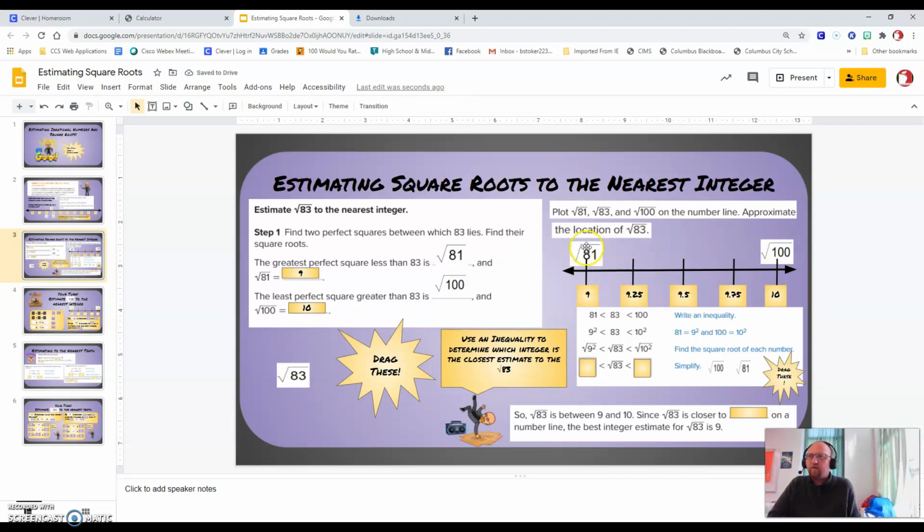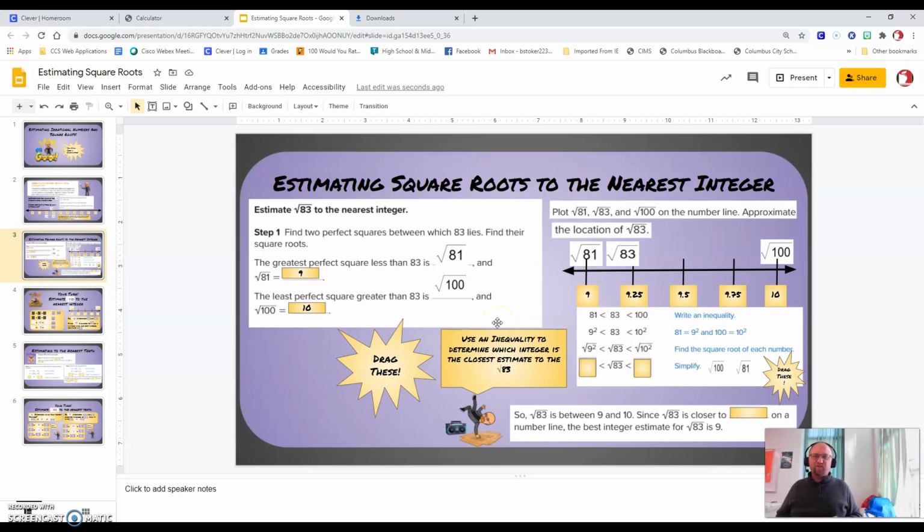But basically, I know that 83 falls between 81 and 100. Now, where should I put the square root of 83? Should it be closer to 81 or should it be closer to 100? Right, it should be closer to 81. So I'm going to put that kind of right about there on the number line. All right, so if you need a few minutes to pause and get your slide 2 to look like this, slide 3 to look like this, take it now.